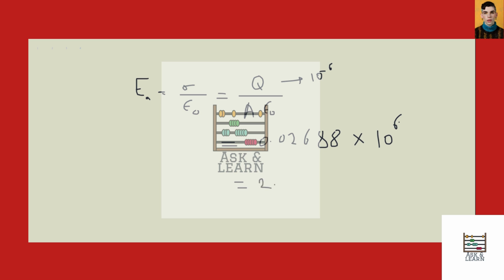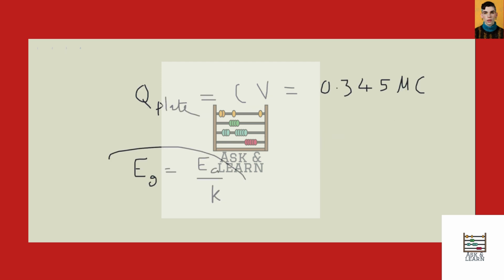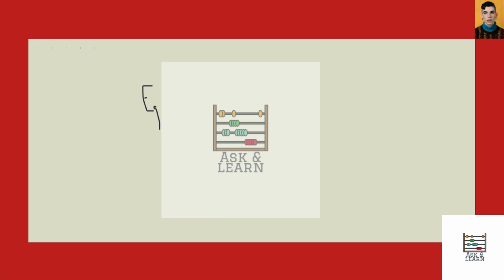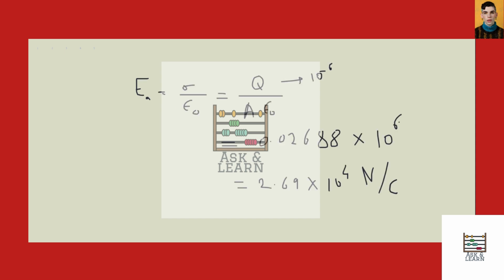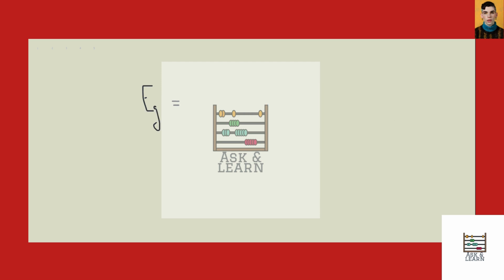That means this is 2.69 times 10 power 4 Newton per Coulomb. So let's use that in here to find out electric field inside the glass. All we have to do is divide this number by the K. If you do that, you will get 4.64 times 10 power 3 Newton per Coulomb. So this is electric field inside the glass.